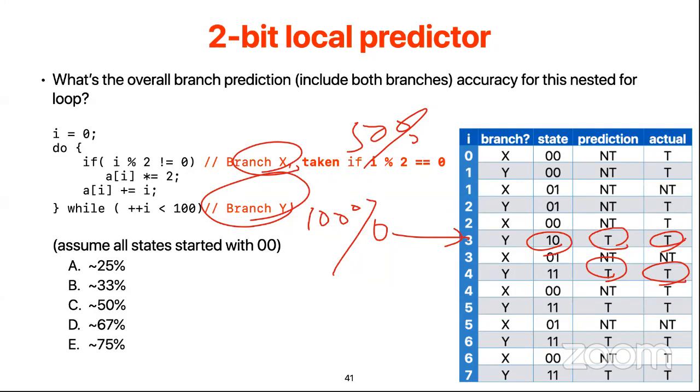Oh, no, I absolutely agree with that. Okay, awesome. All right. So this is the question about the branch prediction.